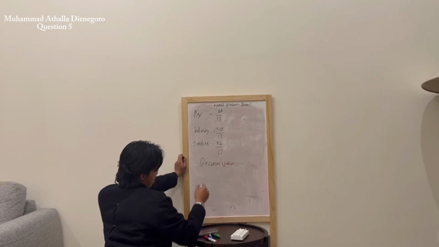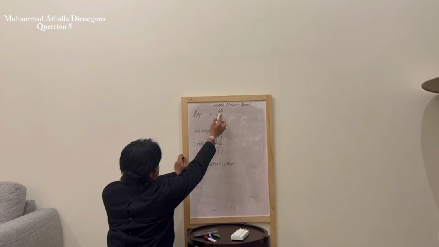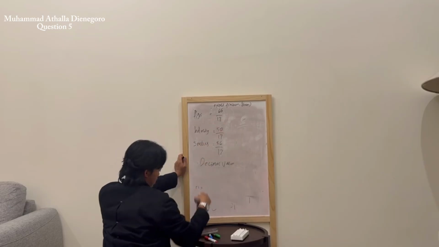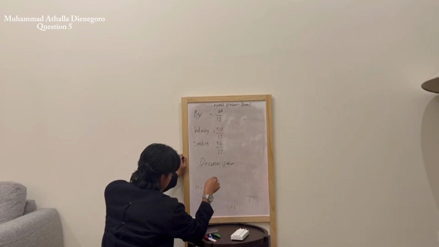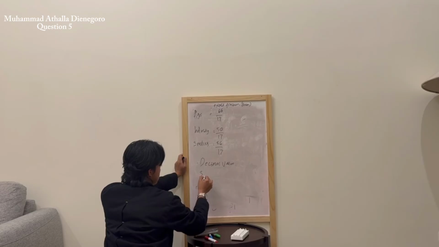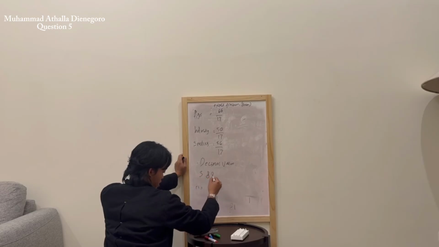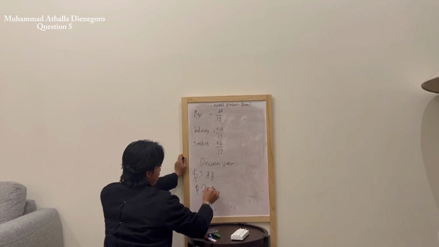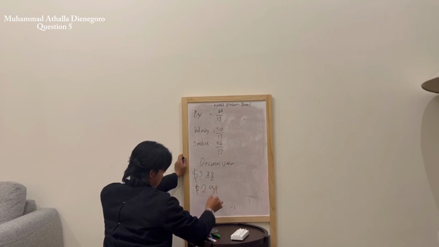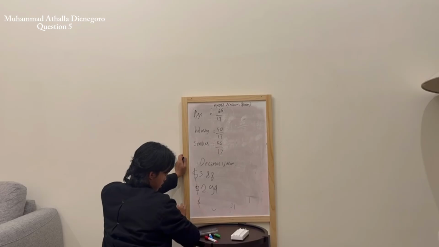The result from 66 divided by 17 and the others: we have 3.88. Don't forget the dollars. And then this one is $2.94. And then the last one is $3.29.